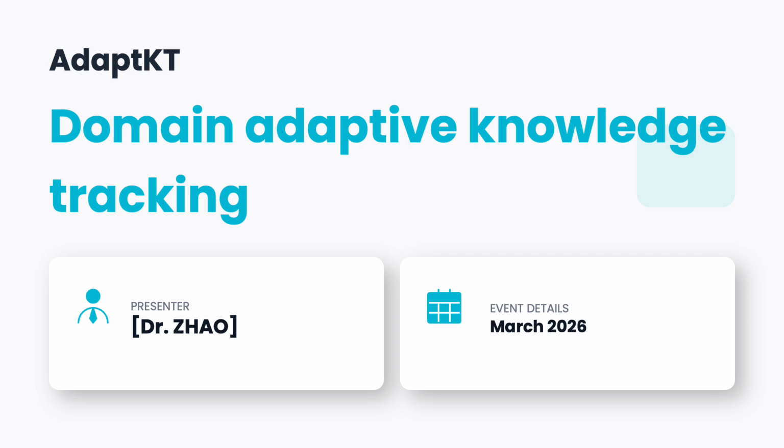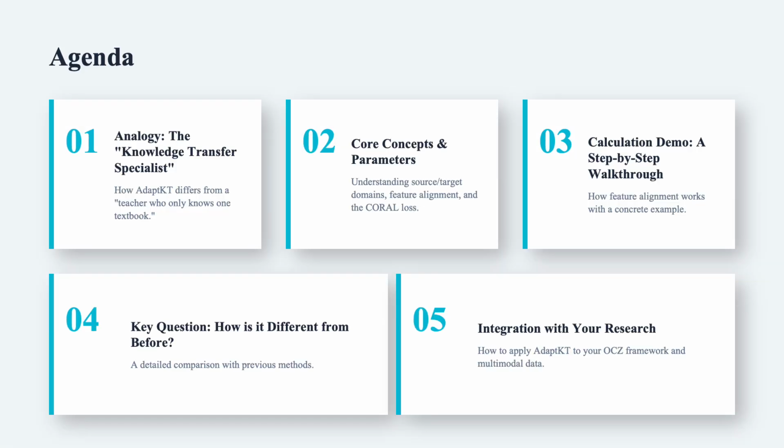Let's dive in. Here's our plan for today. We'll start with a simple analogy to understand the core idea of AdaptKT. Then we'll break down the key concepts like source and target domains, feature alignment, and the CORAL loss function. We'll do a concrete calculation demo to see how the alignment works. A crucial part of this discussion will be comparing AdaptKT to previous methods. Finally, we'll explore how this powerful technique can be integrated into your own research.